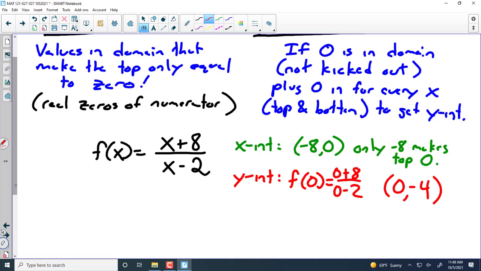That's how you find an x and y-intercept, everyone. X-intercept: what values make the top equal to 0? Y-intercept, which is not actually any different than it's always been: you plug in a 0 for every x.